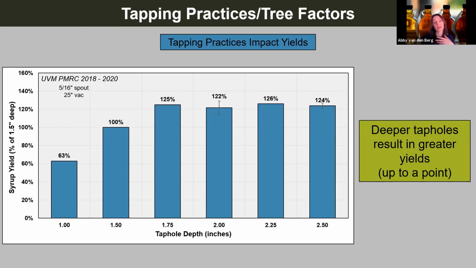And so you can see, first of all, that the shallower tap, so going to a 1-inch tap, resulted in significantly less sap than a 1.5-inch tap, so about 60% less.